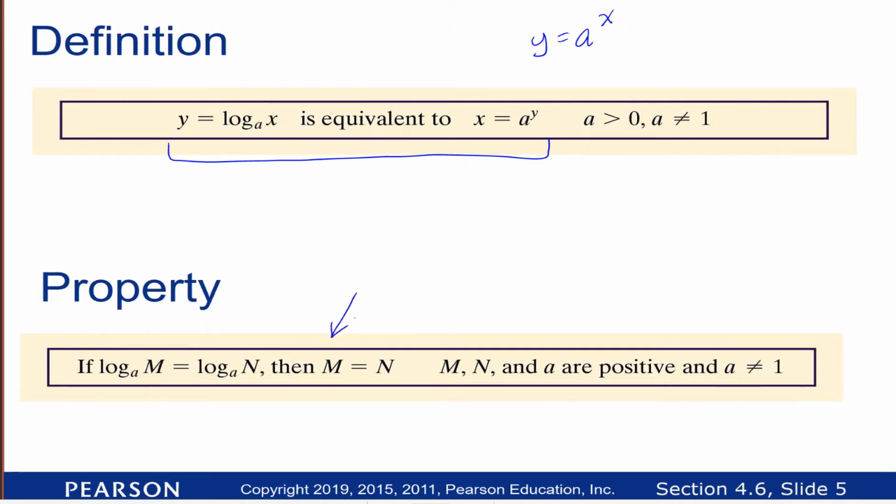Now this property down here we were exposed to as well. That's the one-to-one property for log functions. It basically says if you have two logarithmic expressions that are equal to each other where they have the same base, in this case a, then the arguments are going to equal each other. So if log base a of m equals log base a of n, then it must be the case that m equals n. Again, a must be greater than 0, a cannot equal 1, and both m and n must be positive because that's the domain restriction on your log functions.